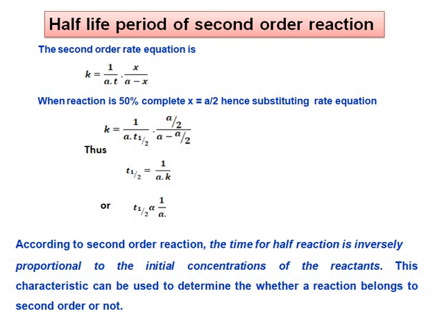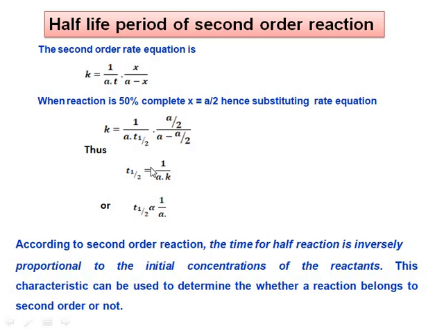And therefore, for this t half we can calculate: 2 into twice a minus a, so a by 2. This a by 2 and a by 2 will be cancelled here. Then the remaining term is this, so k is equal to 1 upon a into t half. By cross multiplication, k is here and t half is there, so t half is equal to 1 upon a into k.